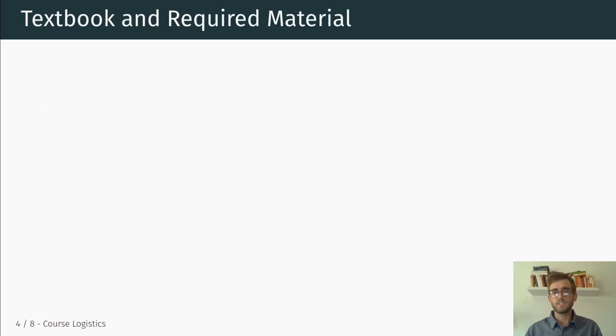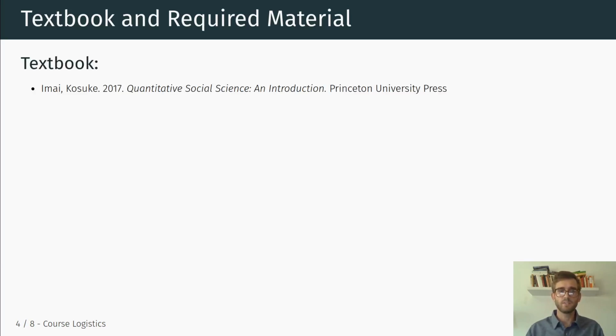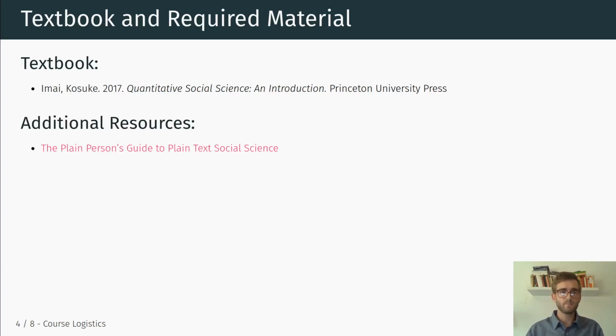When it comes to the textbook and other material, there's a lot of information on Canvas already, but I just want to highlight a few key points. The textbook that we're going to use is Imai, Quantitative Social Science: An Introduction. So I hope you already ordered this book. If you don't, contact me and we'll figure something out for the first couple of weeks. But there are also a lot of additional resources.